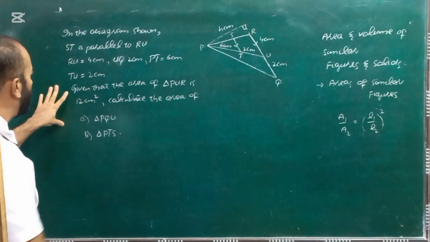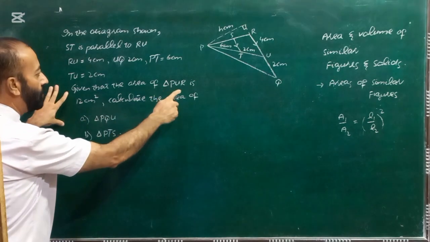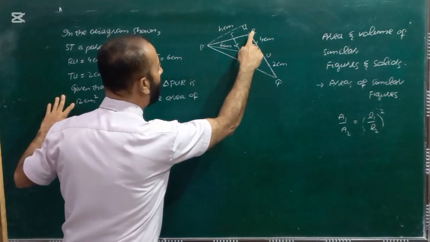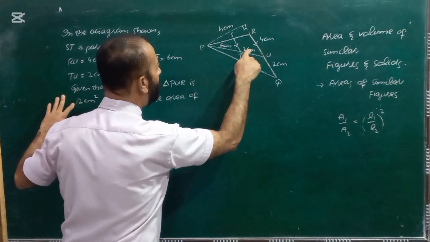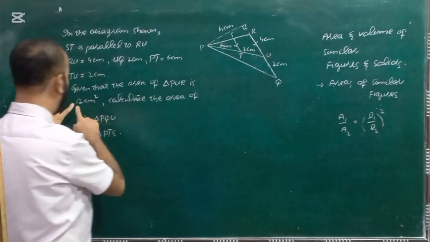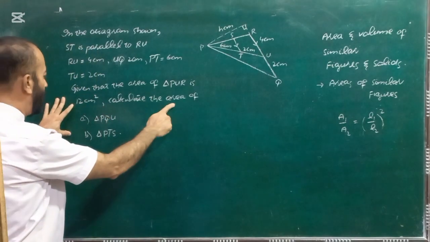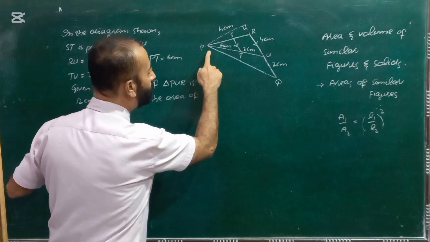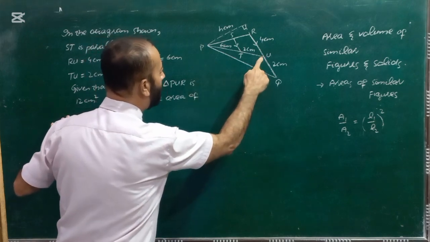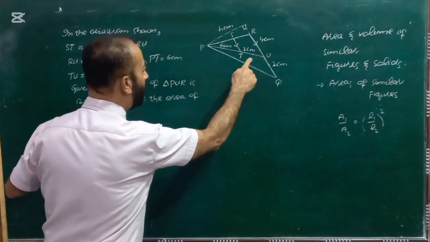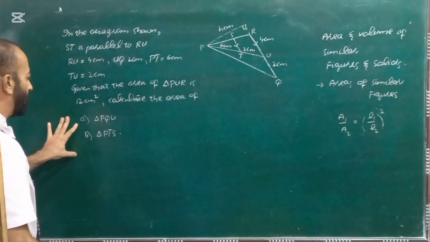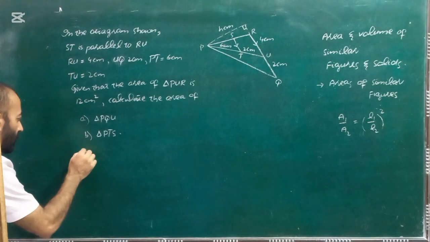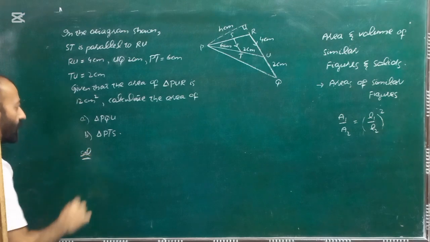Further, it is given that the area of triangle PUR is 12. Here is triangle PUR, the bigger one in this figure. The area is given as 12 centimeter square. Calculate the area of PQU. This is the area required of the triangle in the first part. So concentrate. Solution is here.